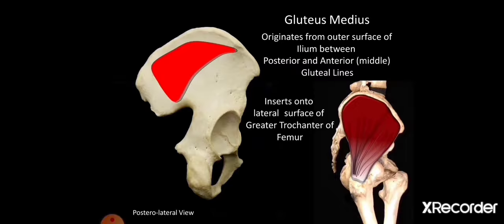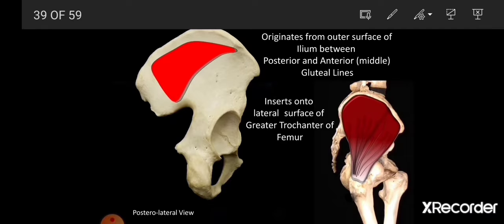So this is the gluteus medius muscle originating from the gluteal surface of ilium between posterior and anterior gluteal lines. On the gluteal surface of ilium we have three gluteal lines: anterior, posterior and inferior gluteal line. So between posterior and anterior gluteal lines we have the origin of gluteus medius. This is the anterior gluteal line, this is the posterior gluteal line, and this is the inferior gluteal line.